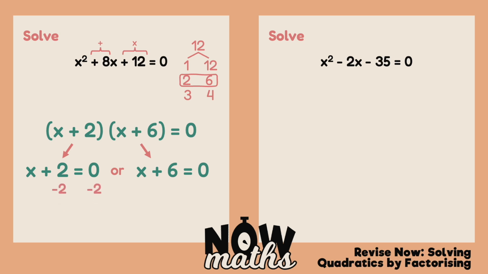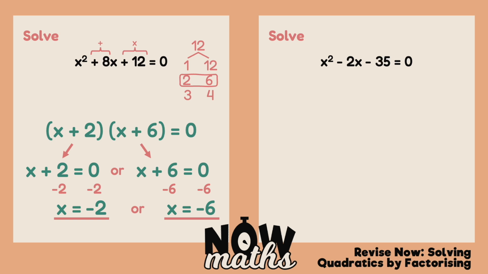So the one on the left, we can subtract 2 from each side to give us a solution of x equals negative 2. And for the one on the right, we can subtract 6 from each side to give us a solution of x equals negative 6. So this quadratic has two possible solutions, either x equals negative 2 or x equals negative 6. This is the case for not all, but most quadratics.